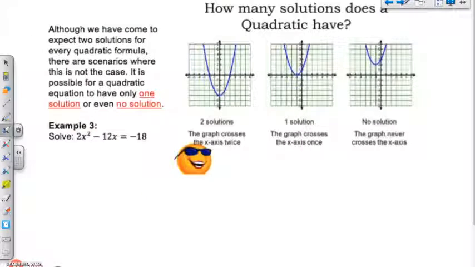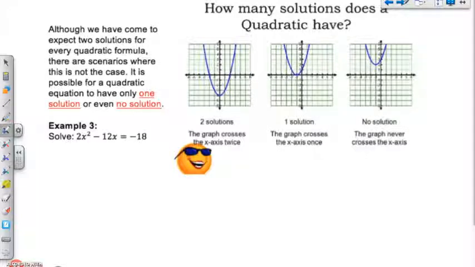Alright, so how many solutions does a quadratic have? So far with what we've been doing with factoring and completing the square, we've always been expecting 2 solutions from every quadratic formula, where we get the plus or minus from taking the square root. However, there are scenarios where this is not the case, and it is possible for a quadratic equation to have only one solution or even no solutions.